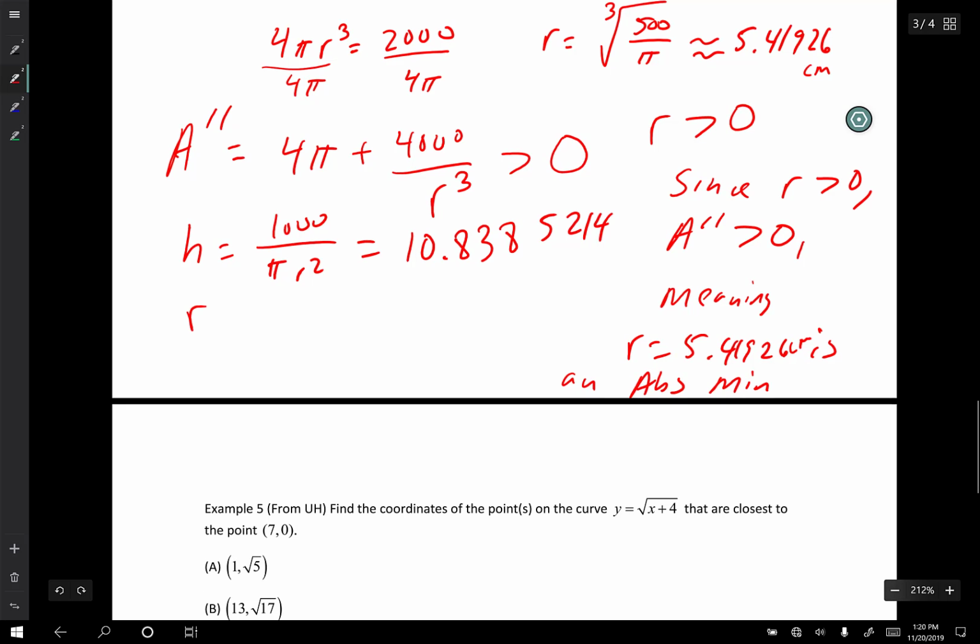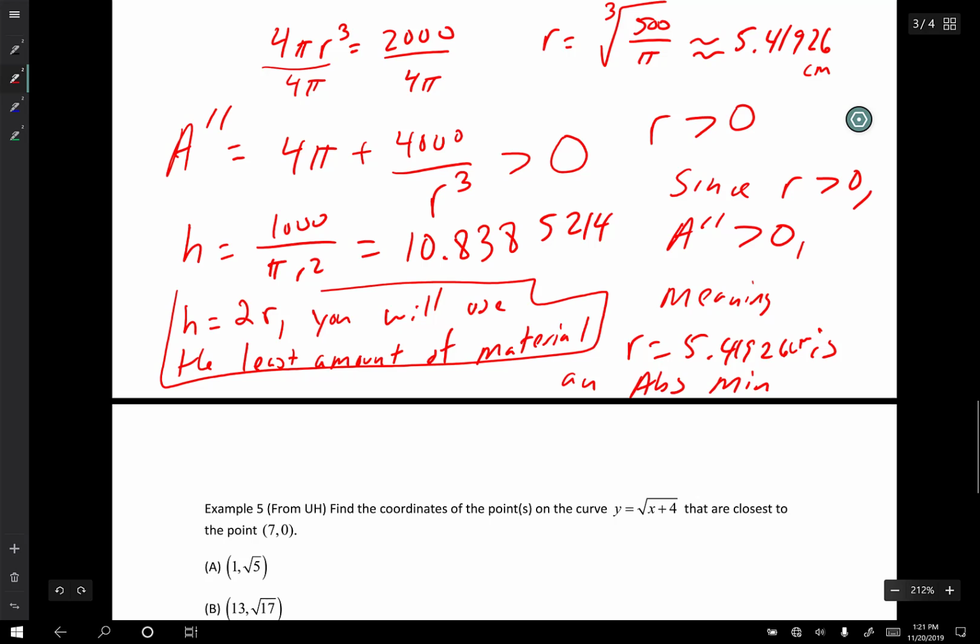All right. If you have a company and you want to use the least amount of material, if your height is twice the radius, you will use the least amount of material. Look at that, guys. We're using mathematics to help us be smarter, to make more profit. Go make more profit. Make your height twice the radius and you will profit. Well, you'll use the least amount of material for a right circular cylinder.